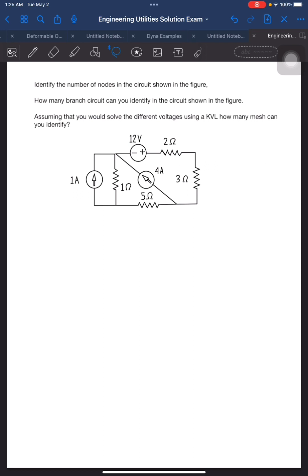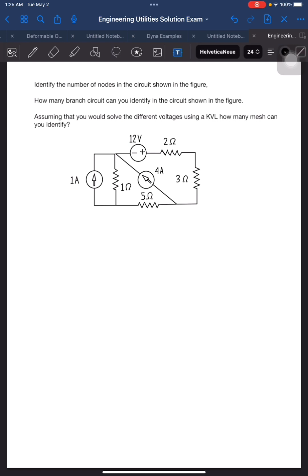First problem. Identify the number of nodes in the circuit shown in the figure. Second, how many branch circuits can you identify in the circuit shown in the figure?